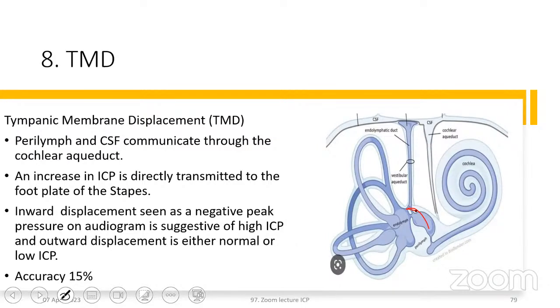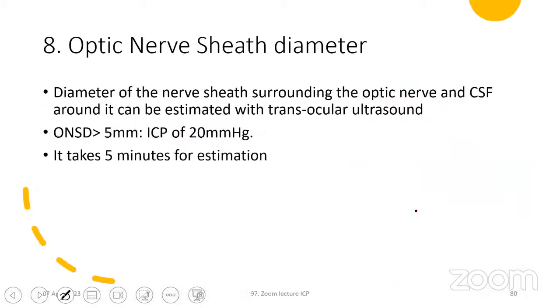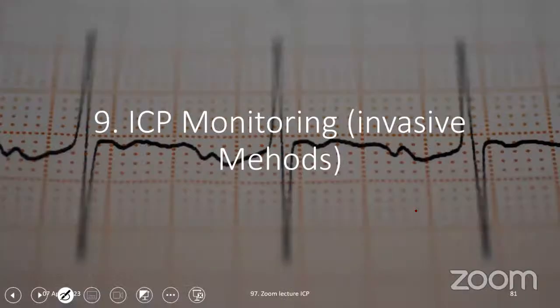But it's interesting to learn about TMD. There is also another method, optic nerve sheath diameter. The diameter of the nerve sheath surrounding the optic nerve and the CSF around it can be estimated with transocular ultrasound. If the diameter is more than 5 millimeters, it suggests an ICP of 20 mmHg. It takes about 5 minutes for estimation. So these two things can be introduced in our ICU setups.